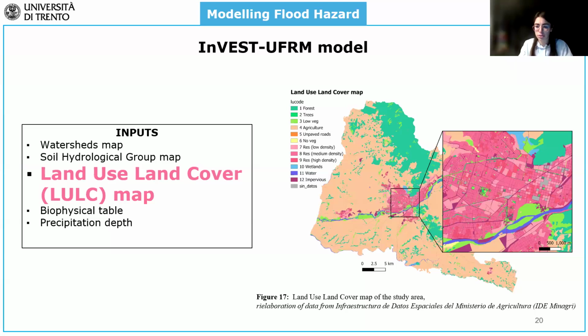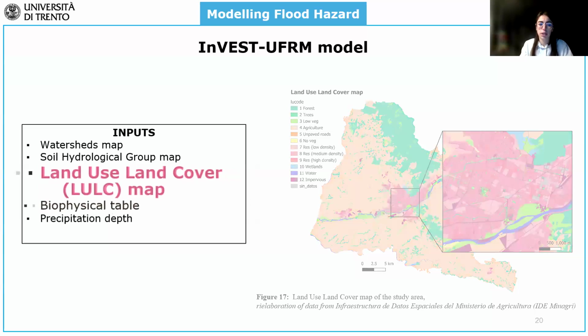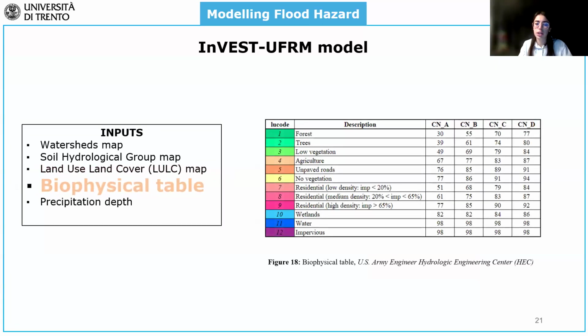and is the result of an iterative procedure. This map is associated with a biophysical table in which each class defined by the land use land cover is associated with a curve number depending on the soil hydrologic group. This is the reason why we have 4 columns. And this curve number expresses the permeability potential of the soil. These curve numbers were provided by the HEC-RAS manual, but they were assigned thanks to an iterative procedure aimed at reaching the maximum correspondence with the real experience.